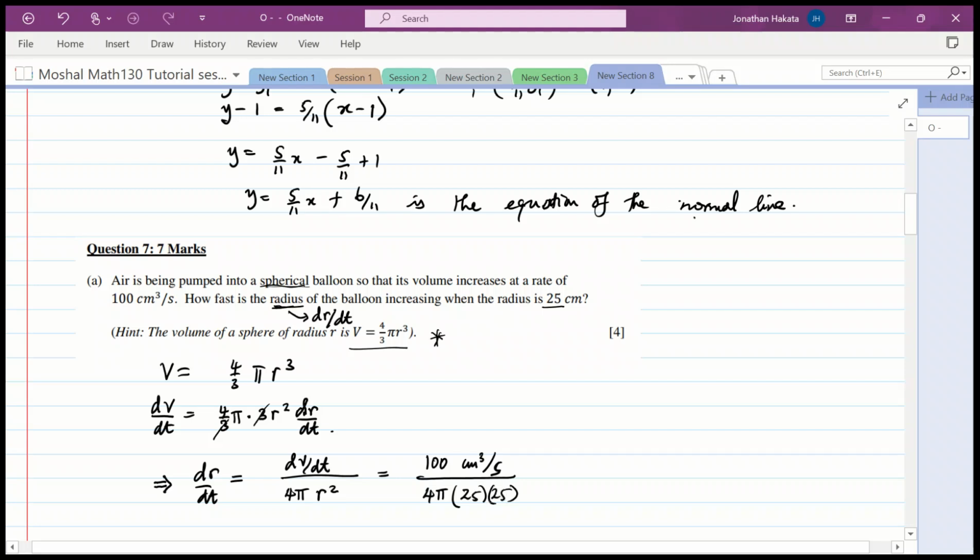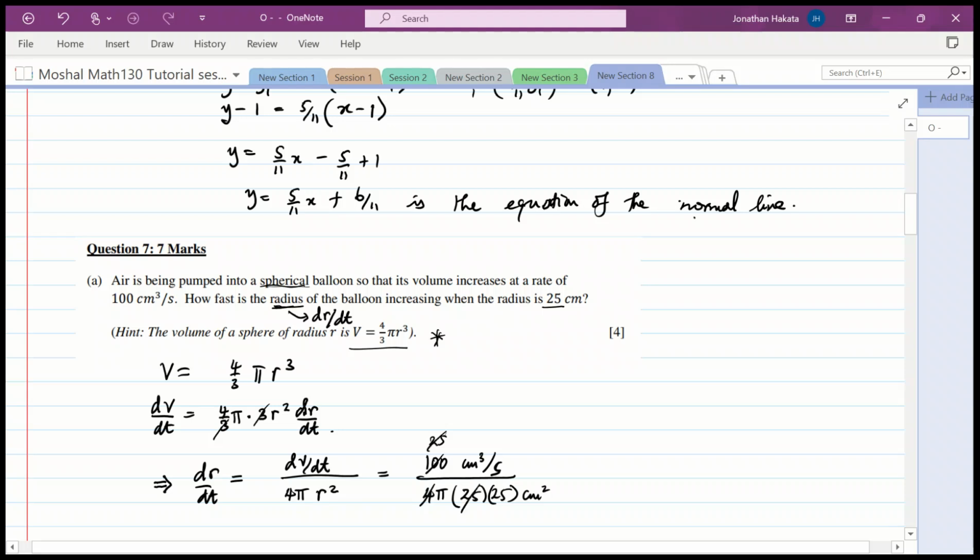This is the same as 25 squared. Okay, so I'm doing this so that we can cancel out stuff. But here we will have centimeters squared because this is r squared. 4 pi doesn't have units, so 4 into 100, that's 25.